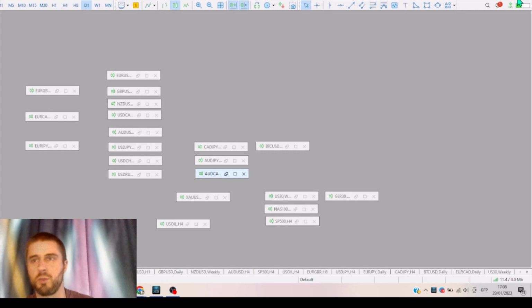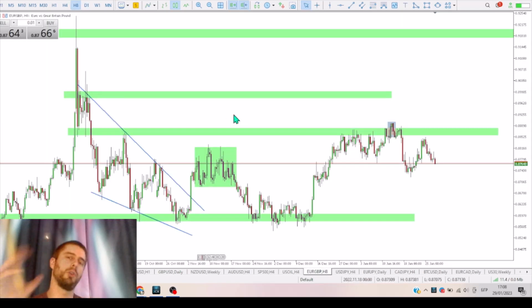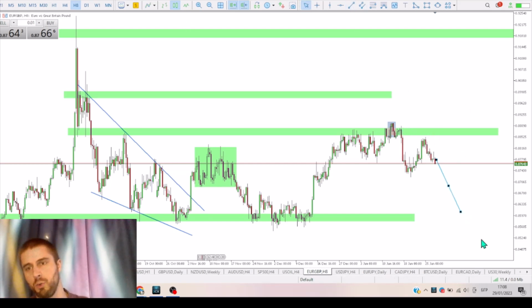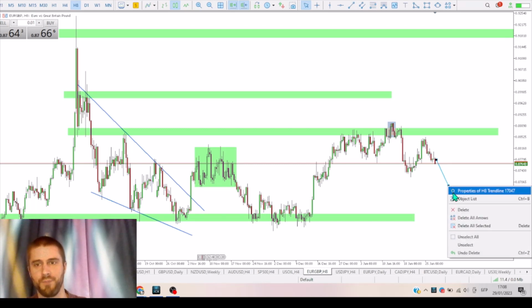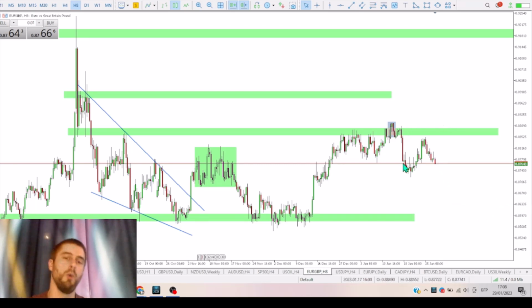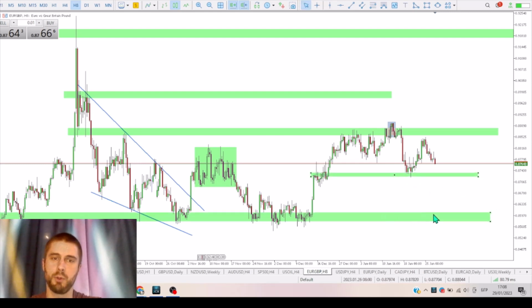Let's move to the next one and let that be the Euro GBP. I will not pay too much attention on it, but since we have rejected the resistance area, probably the price will continue to the next support zone, which is, first we have one mini support zone right here, and then we have the daily support zone right here.